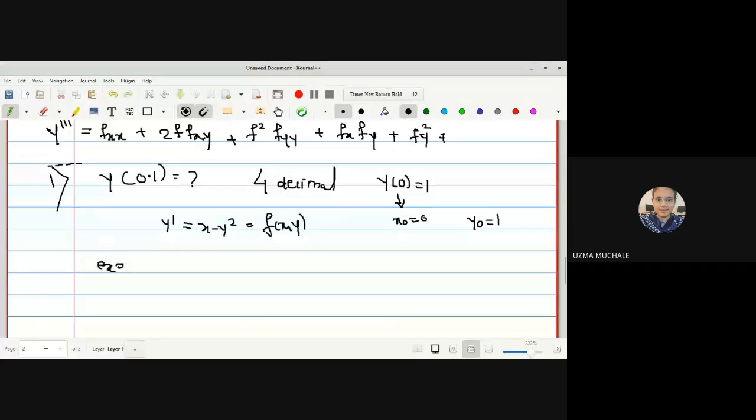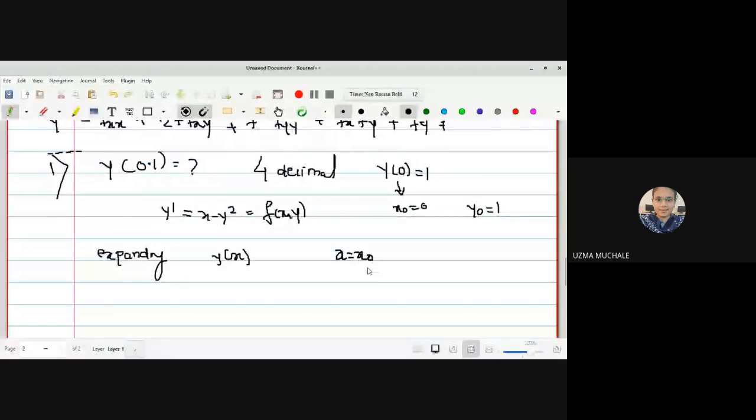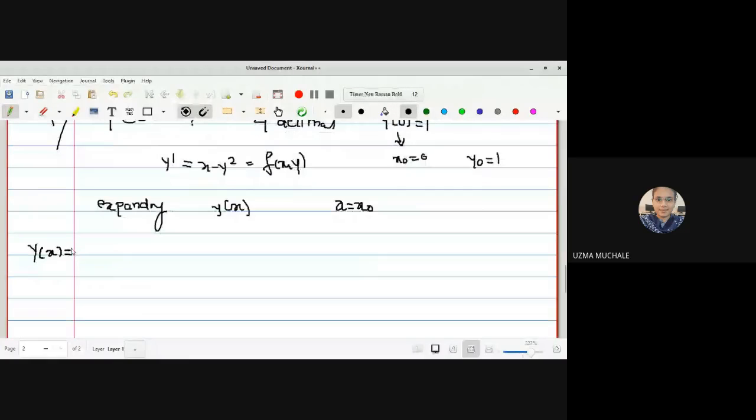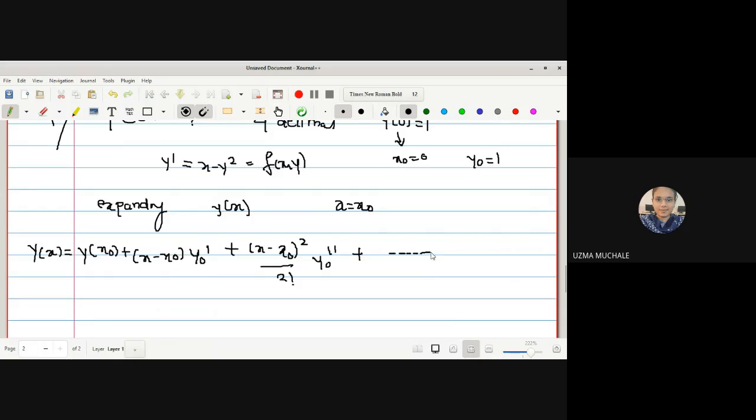Expanding y of x at x is equal to x naught. That is, we have to write down the Taylor series in terms of x naught. That is, y of x is equal to y of x naught plus (x minus x naught) into y naught dash plus (x minus x naught) square divided by 2 factorial y naught double dash plus so on.